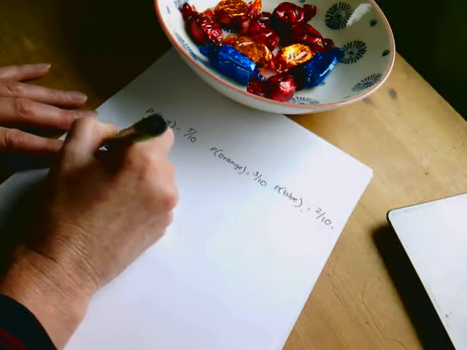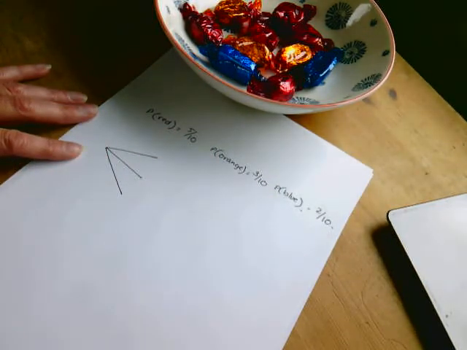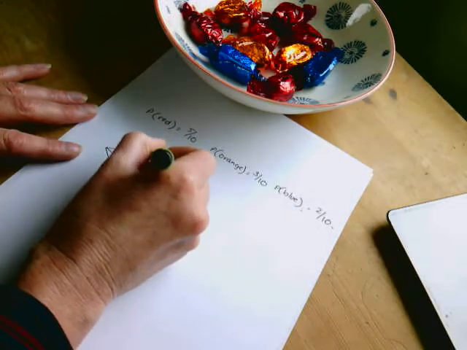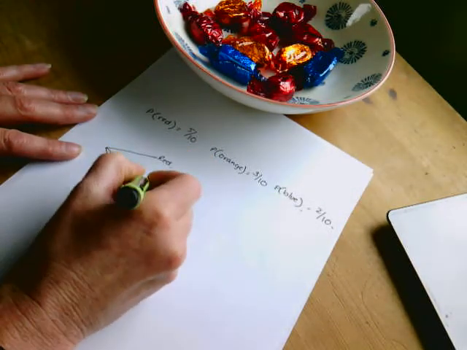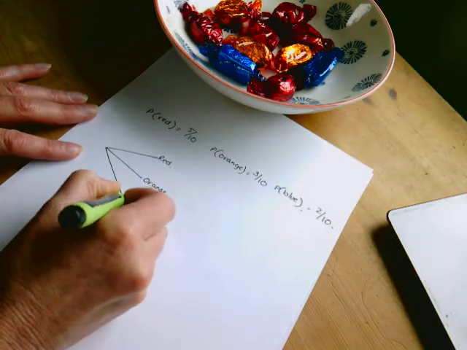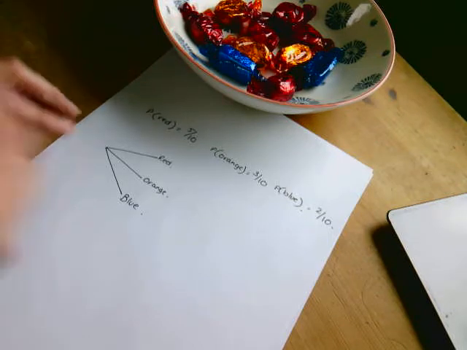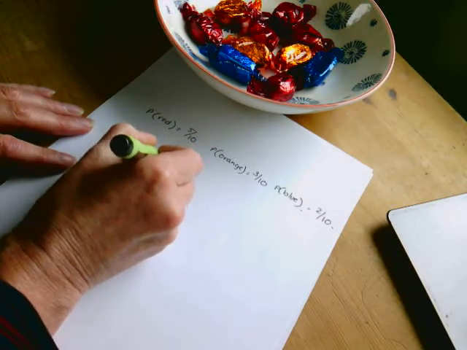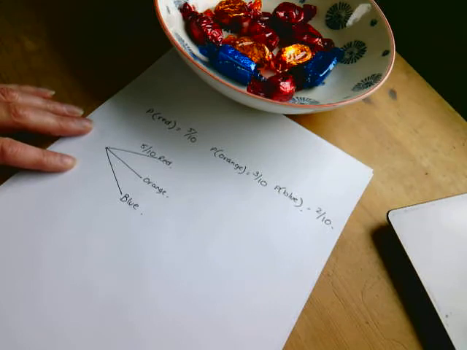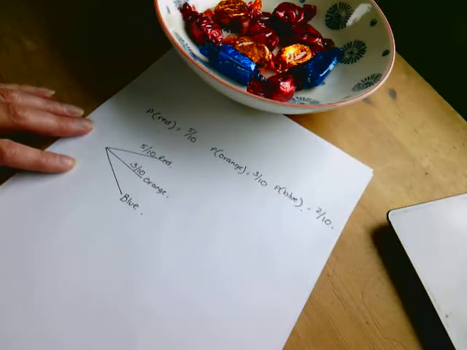Okay, so I'm going to do the first set of branches of my probability tree. I'm going to label them red, orange, and blue. And I'm going to fill in the probabilities. So the probability of red is 5 out of 10. Could write that as 0.5, but I'm going to leave it as 5 out of 10. Orange is 3 out of 10. And blue is 2 out of 10.